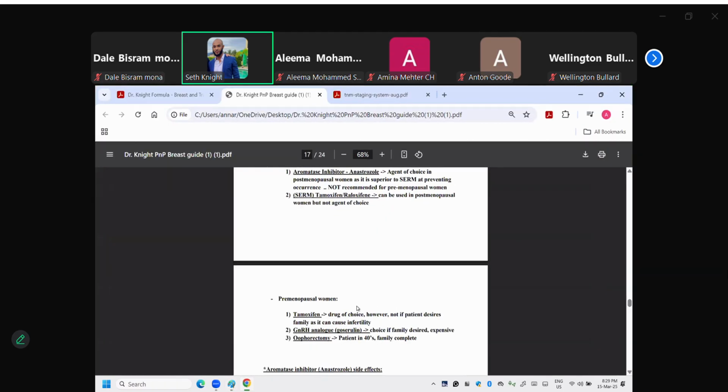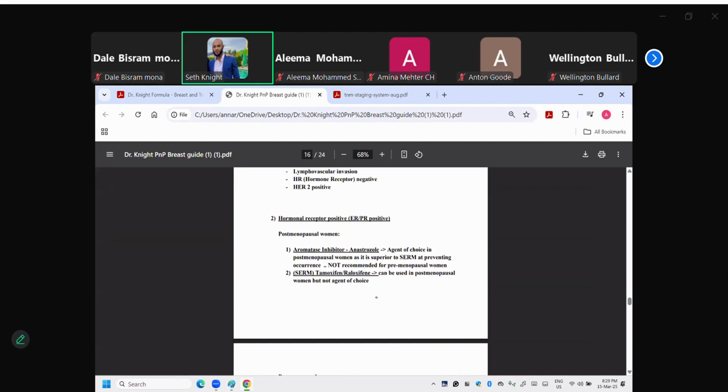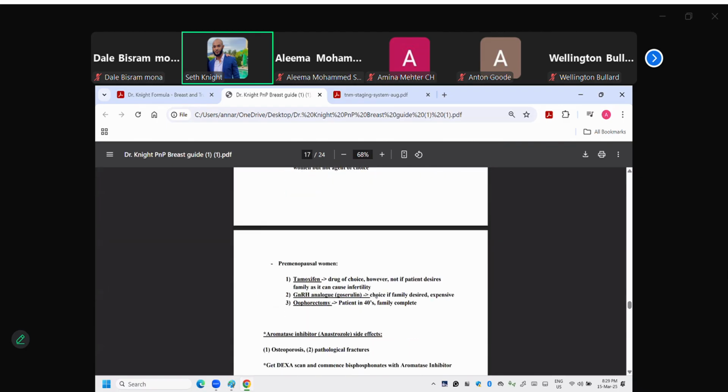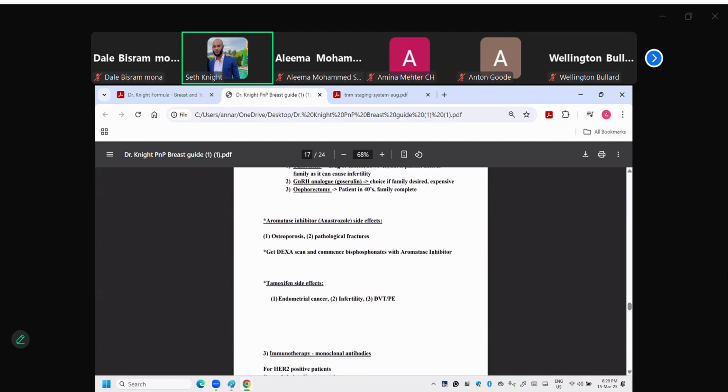So that's how we apply the principles of hormonal receptor therapy. We have to look at postmenopausal versus premenopausal. We have to see if she desires a family or not. So apart from infertility, tamoxifen also has other side effects. One of them is that it increases your thromboembolic risk, so DVT-PE, and there's a risk of endometrial cancer as well. So bear in mind those are the side effects of tamoxifen.